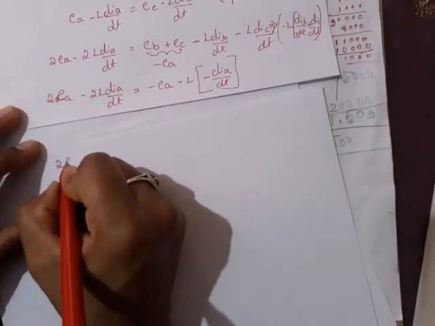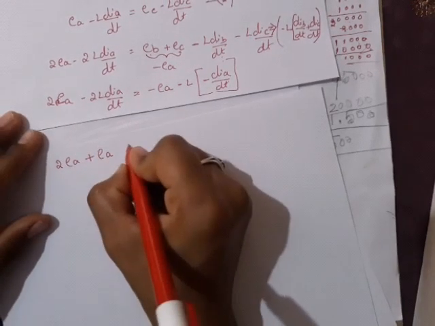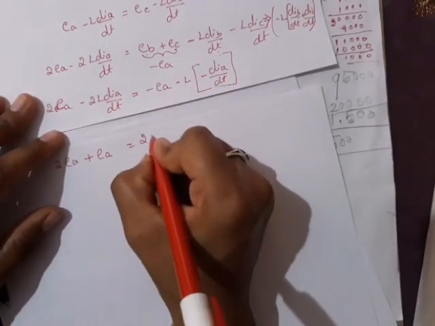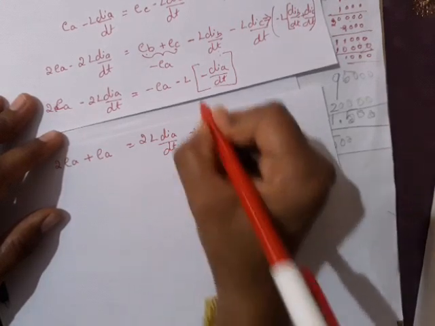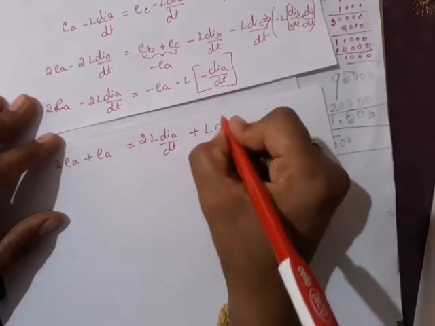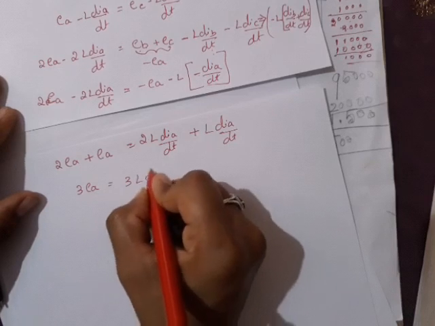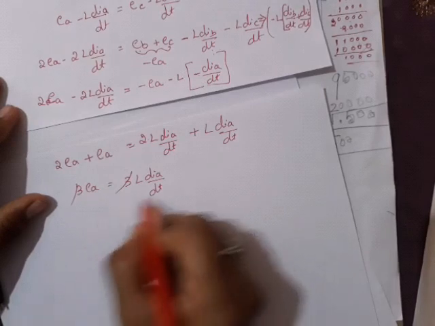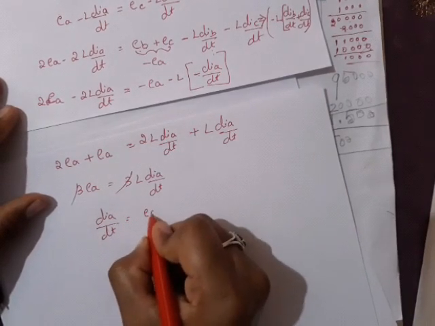So 2EA, I take this EA this side. What will it become? Plus EA is equal to, this one I'll take this side. So it will become positive 2L into dIA by dt plus minus into minus becomes plus L into dIA by dt. So this is 3 times EA, this is 3 times L into dIA by dt. Okay, 3 and 3 get cancelled. dIA by dt is equal to EA by L.